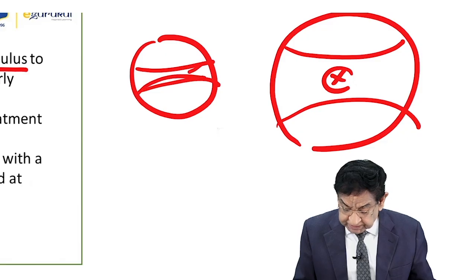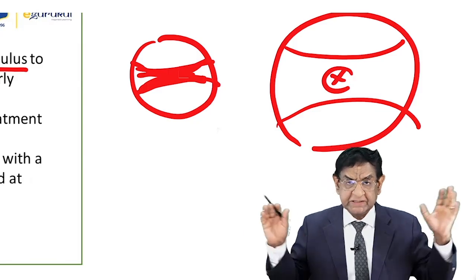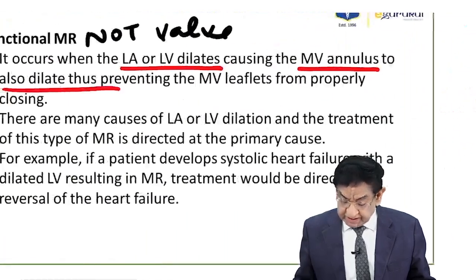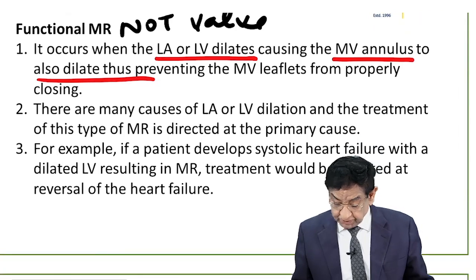Normally these cusps are like this, they are closed. Now we are getting a gap. But this is due to either stretching of the left atrium, or it could be due to stretching of the left ventricle. But left ventricle stretching is a much more common cause as compared to left atrial stretching. Okay.